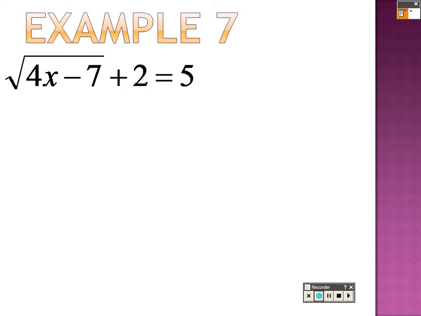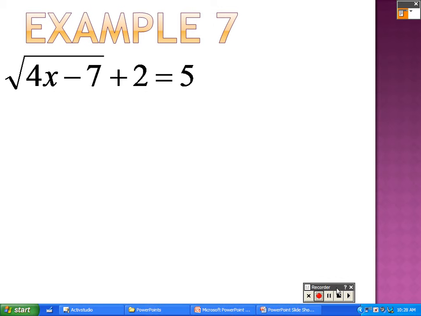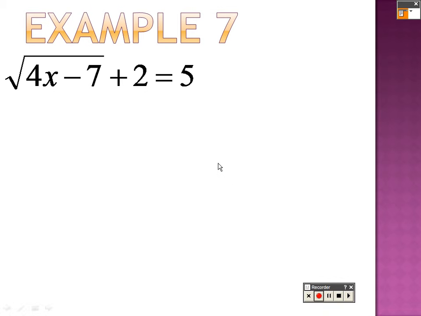So in example 7, now I know when you look at this one, this looks like it's more challenging than it actually is, but this one is really not that hard either. But here's the big problem that I see that students have with this problem. They tend to think that this root goes the whole way across and covers this 2, but it does not. This root and this 2 are two completely different things. Two completely different things. So keep that in mind.